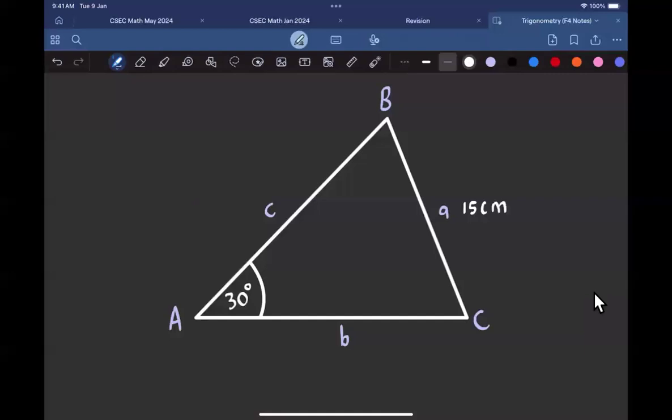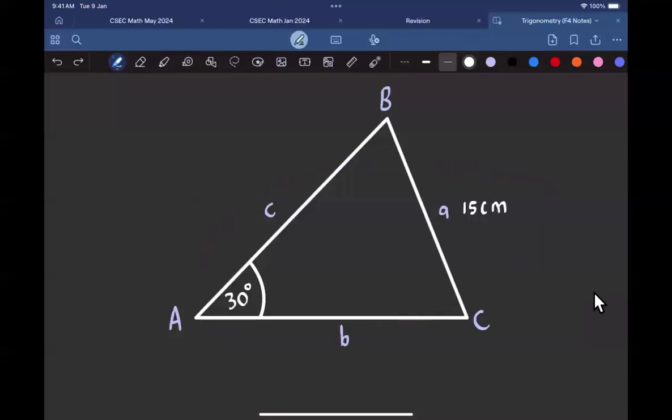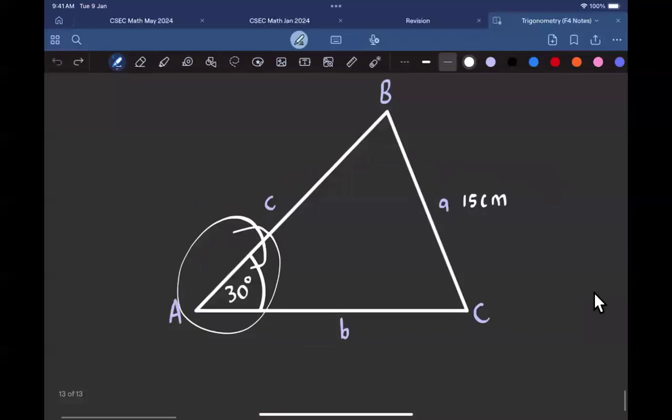Anytime you're using the sine rule, you need to have one complete piece of information. So you see how you know angle A and you know the side for A? That is what we call a complete set of information. I want you to pick either B or C. Which one do you want me to find? B.